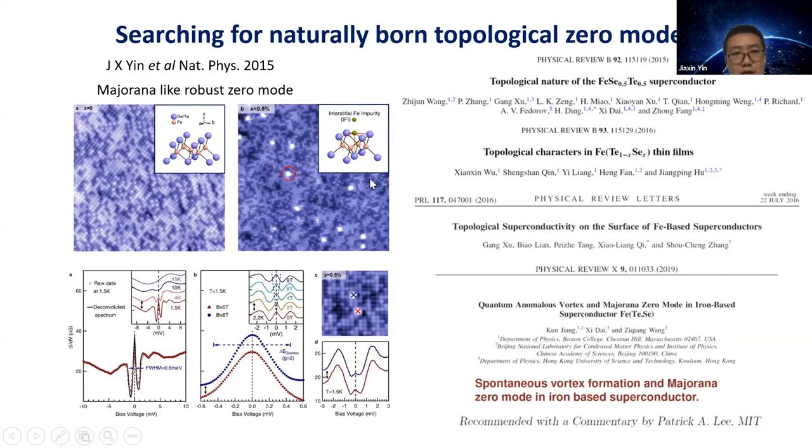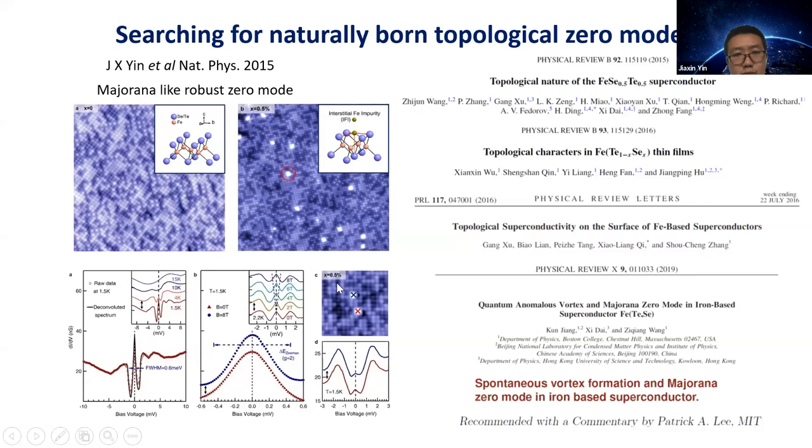iron selenide telluride system, we found this material could have interstitial iron impurities, and precisely at the impurity, there could be a robust zero energy state. The robustness of this zero energy state is demonstrated by magnetic field perturbation, in that no matter how we add the magnetic field, they just stay there, do not split or shift.